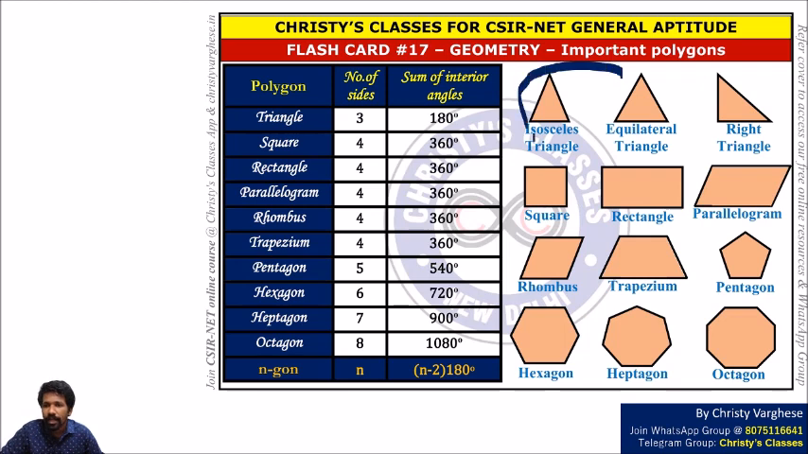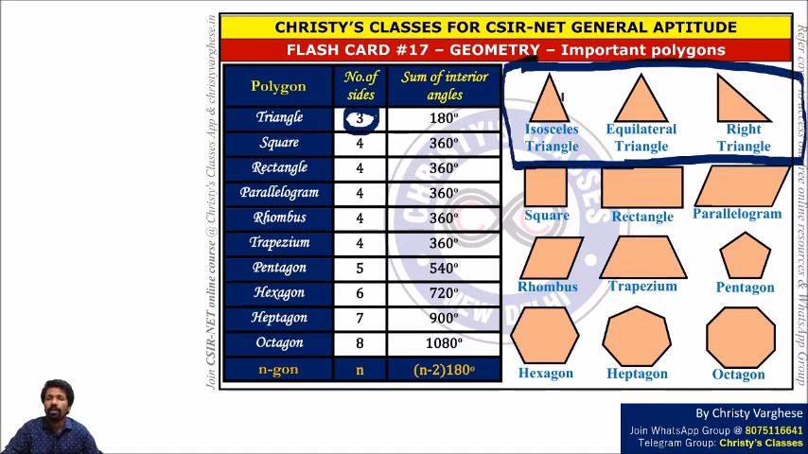First thing, triangle. Triangle is the basic polygon, a polygon with 3 sides. A polygon should have at least 3 sides. 3 or more sides should be there for a polygon. So a triangle has 3 sides and 3 angles obviously. And mainly there are 3 types of triangle. One is called the isosceles triangle. In an isosceles triangle, 2 sides will be equal.